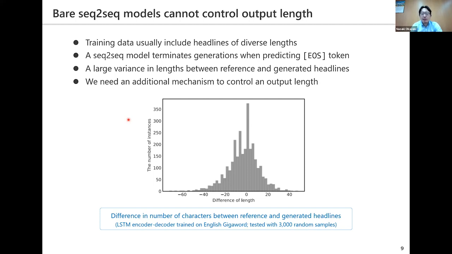And the news corpus usually includes headlines of diverse length. The length of a generated headline is determined when the sequence-to-sequence model predicts the EOS token. However, there is a large variance in length between reference and generated headlines. This graph shows the histogram of generated output based on the difference in length between the reference and generated output. This is very close to the normal distribution with mean 0. But we observe large variance in the difference of length between reference and generated output. So we need an additional mechanism to control output length.